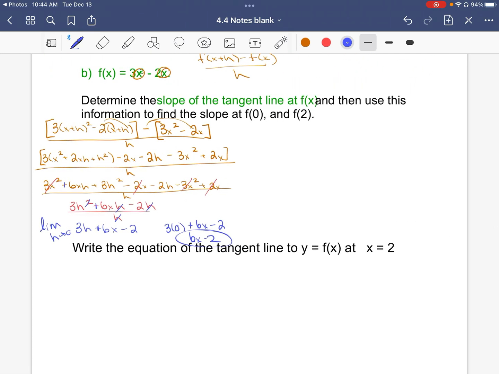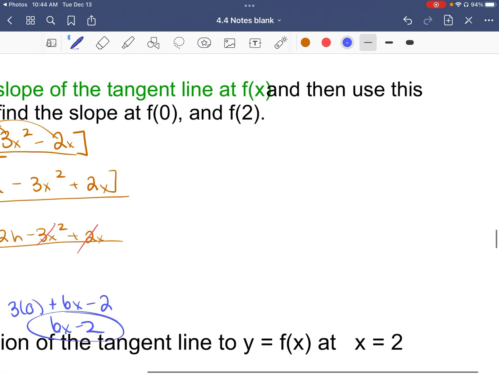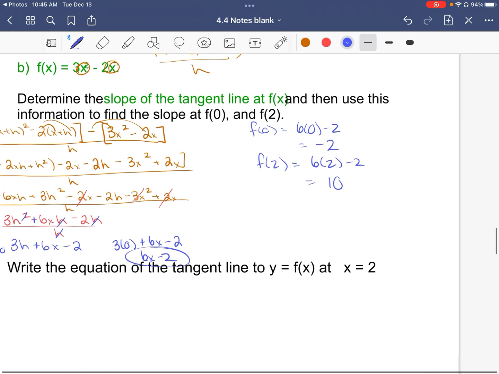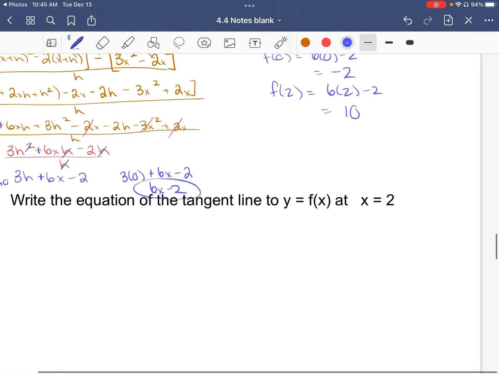If we're wanting to find the slopes of those particular lines, we can plug those in here. So for f of 0, our slope at 0 would be 6 times 0 minus 2. Our slope is negative 2. If we wanted to find it at 2, 6 times 2 minus 2, 12 minus 2 is 10. So the slope of the tangent line at 2 is 10.